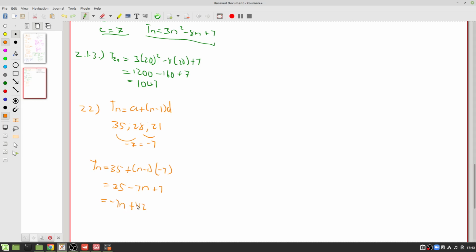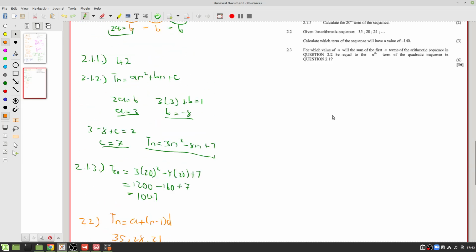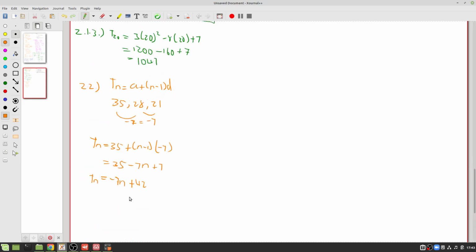So here we have the mx plus c concept, right? With n instead of x. Okay, so that is our nth term. Now we want to say for which n will this be negative 140? That's what they're asking, right? Negative 140. So we say, well, let's see. Make it negative 140 and find out.